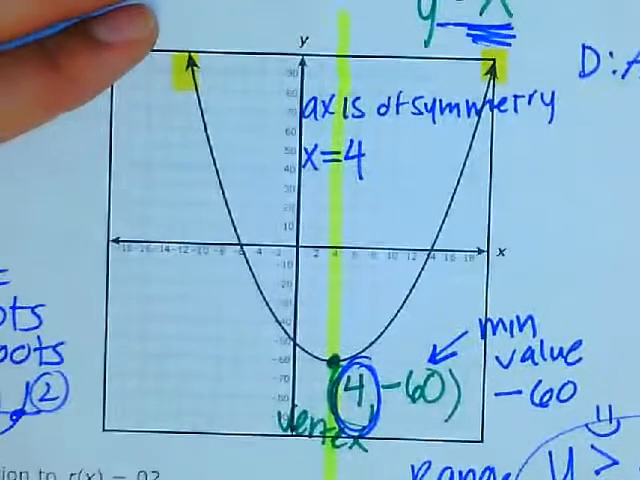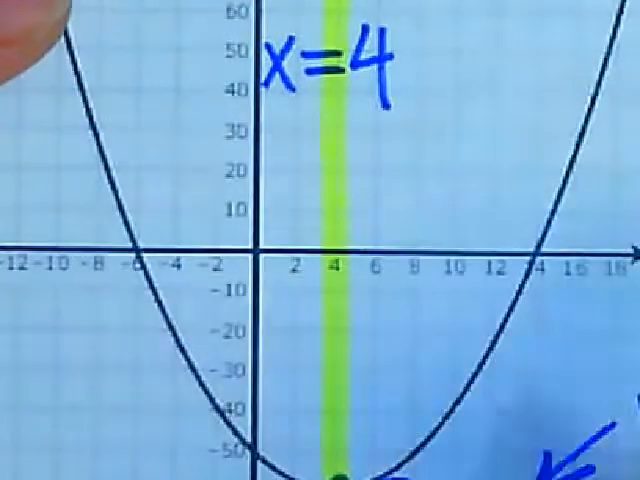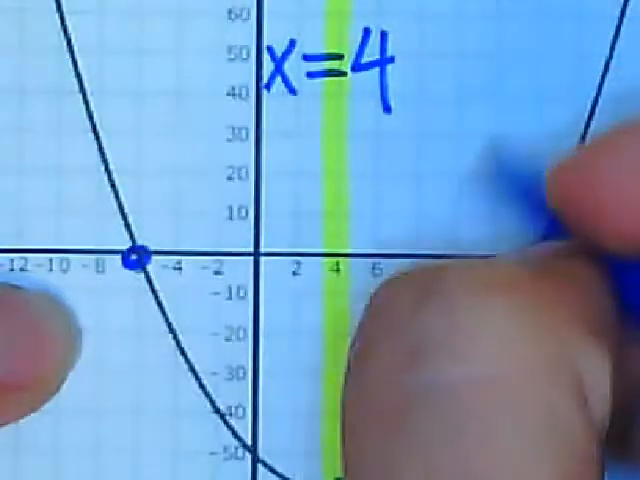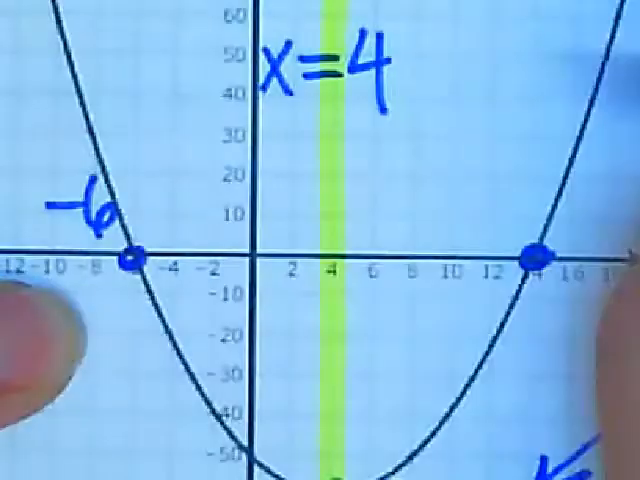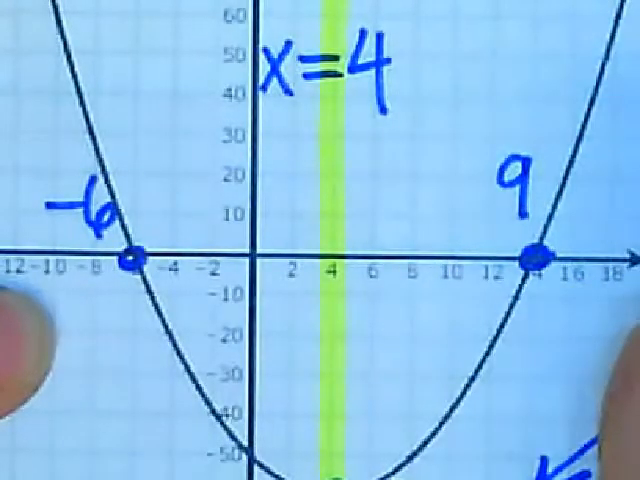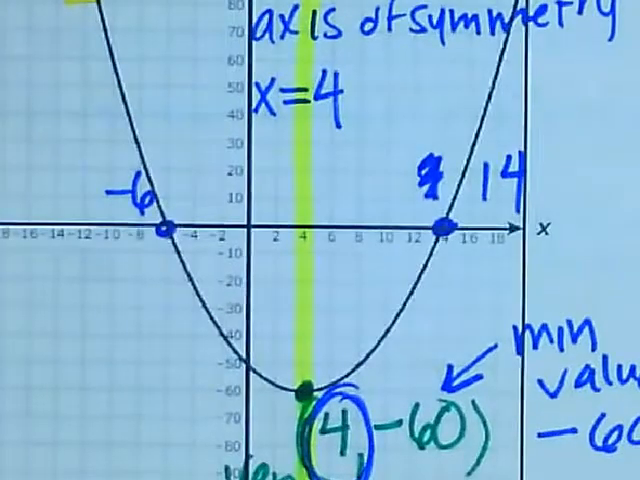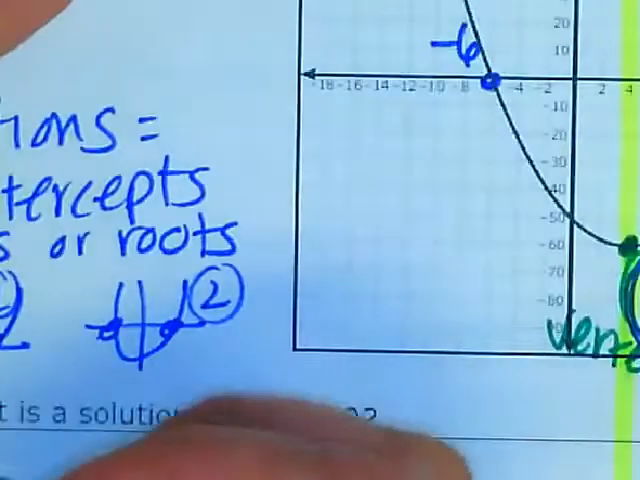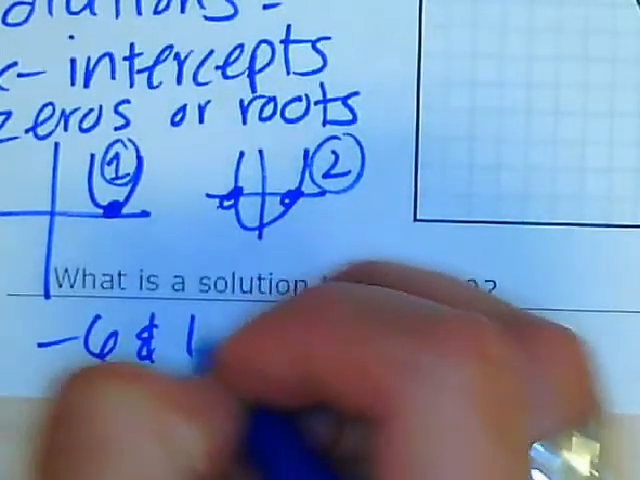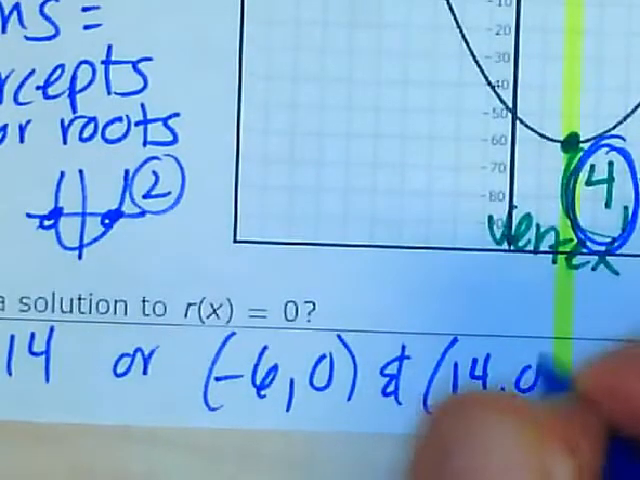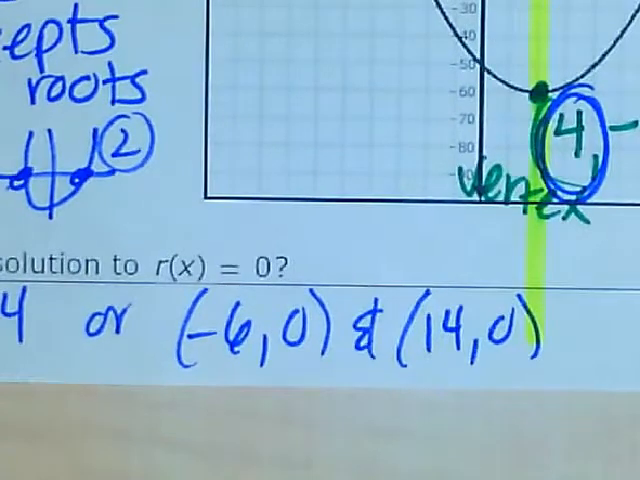In this case, this one touches twice. So it touches here, and it touches there. Okay, so then my zeros would be -6 and 9. Or sorry, 14. Small numbers. So -6 and 14. So I can answer the solutions are -6 and 14, or I can answer the solutions in a coordinate point manner. Okay?